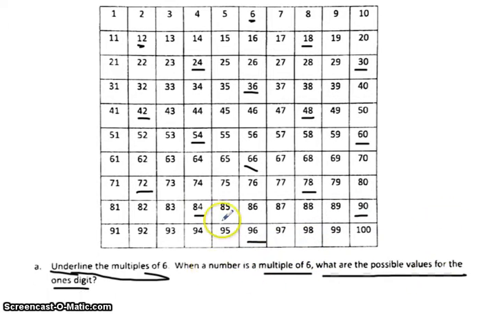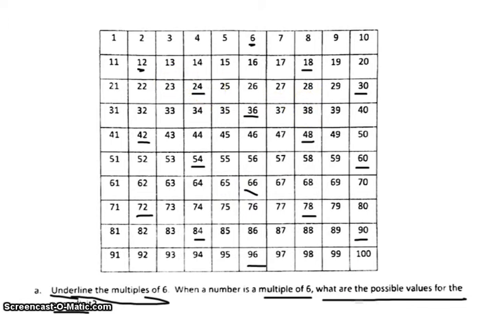It says, what are the possible values for the ones digits? So as we look at the ones digit, what digit for all those numbers we underline? So this is ones. Okay, so we start with 6 ones. 2, 8, 4, 0, 6, 2, 8, 4, 0. You should start hearing the pattern here.